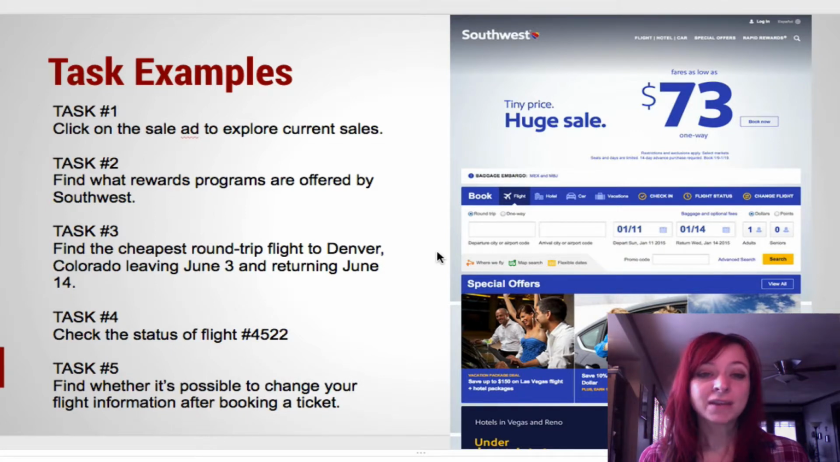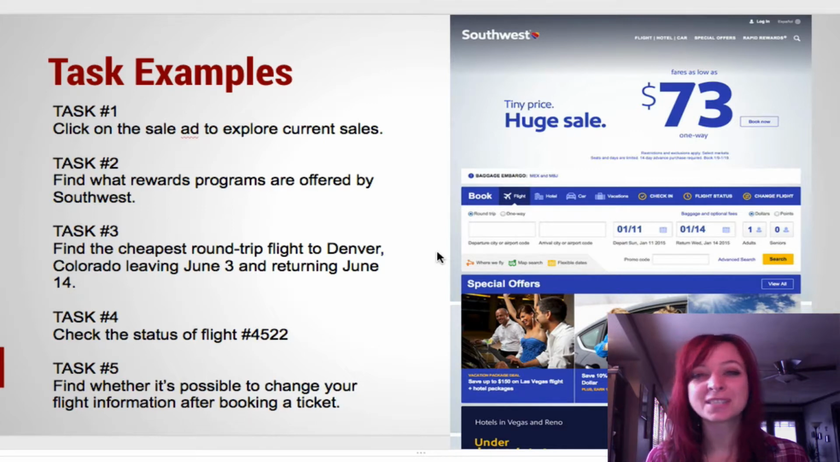Task number 3, find the cheapest round-trip flight to Denver, Colorado, leaving June 3rd and returning June 14th. That's going to help me understand if a person can understand that booking section of the homepage and what kinds of things they expect to see there versus what they actually have to do to purchase the ticket or to find the cheapest ticket.